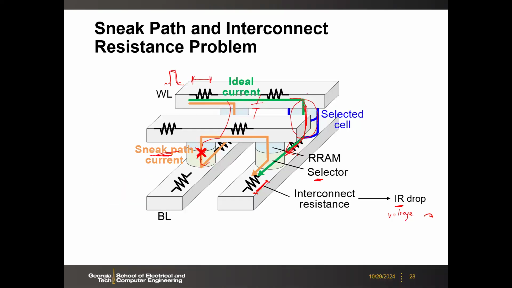Capacitance will always affect your speed, right? But it won't affect your sense margin or something, right? There's no voltage drop or current drop across your capacitance. Your capacitance will only slow down the signal propagation. Right?